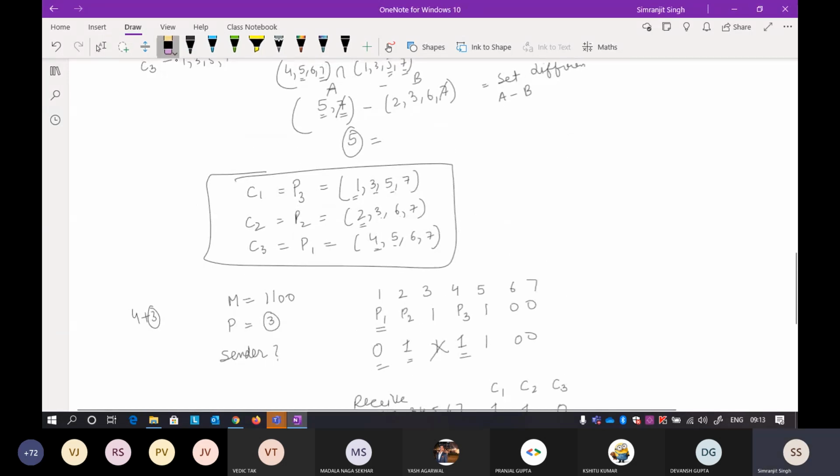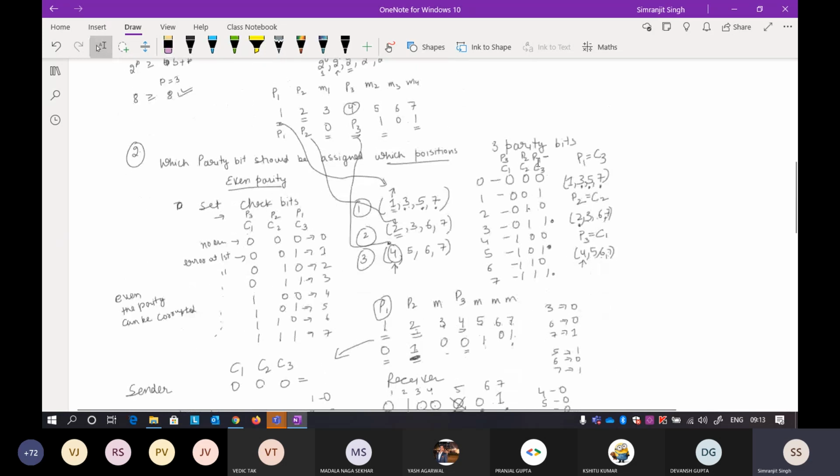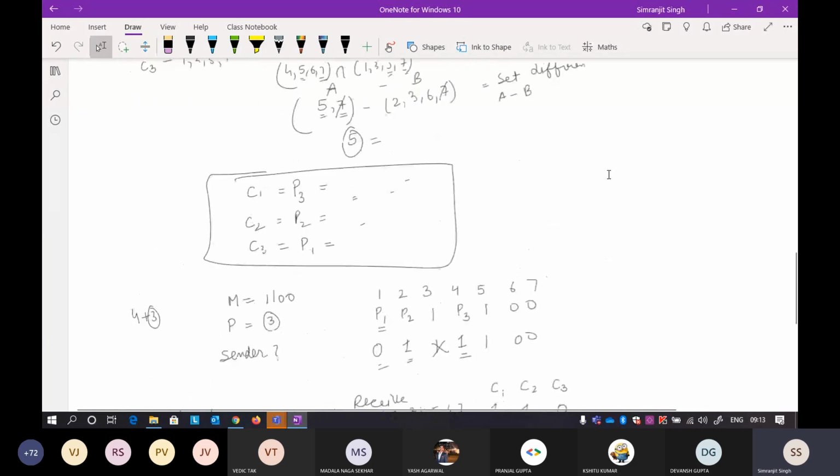Okay, so let me set it again, because it is different if you check it from this side. So P1 is equal to C3. Okay, so what is P1 here? P1 is 1 3 5 7. So P1 is 1 3 5 7.